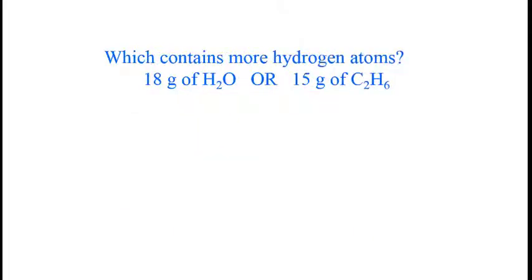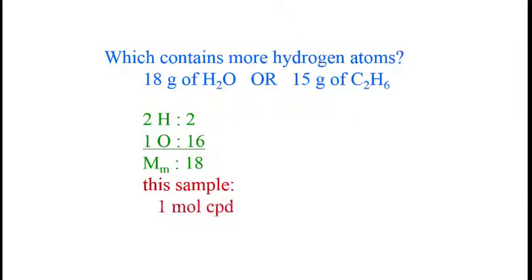The previous question asked us to rank samples in molecules. Here is one that asks us to rank samples in atoms, which contains more hydrogen atoms, 18 grams of H2O or 15 grams of C2H6. Since we want to rank in hydrogen atoms, we need to find moles of hydrogen in each. Again, 2 hydrogens and 1 oxygen give a molar mass of 18 grams per mole. This sample is 1 mole of compound. But note that in the chemical formula there are 2 hydrogens in each molecule, or 2 moles of hydrogen in each mole of compound. Therefore, this sample contains 2 moles of hydrogen atoms.